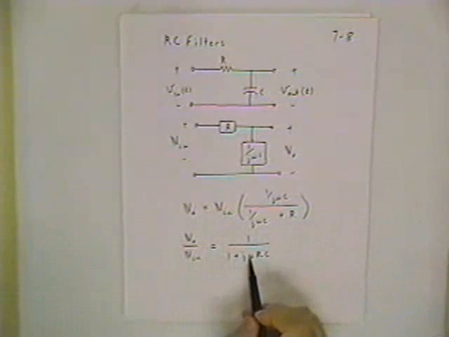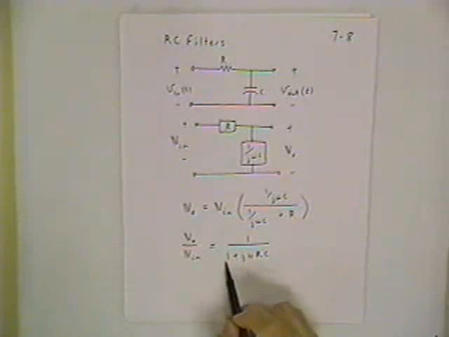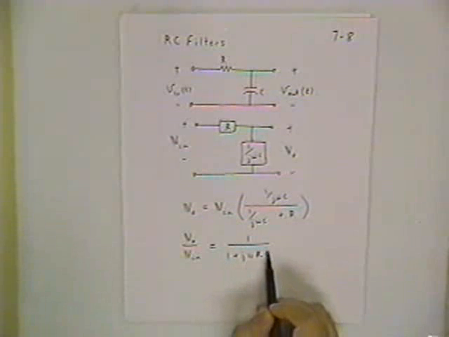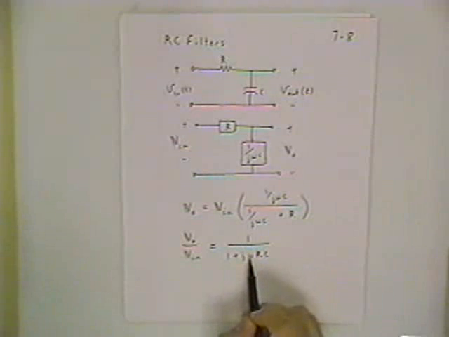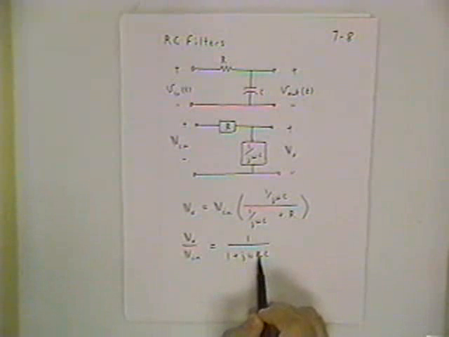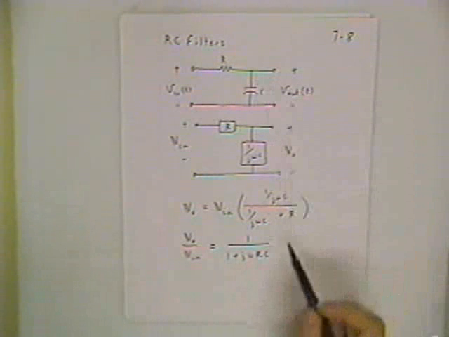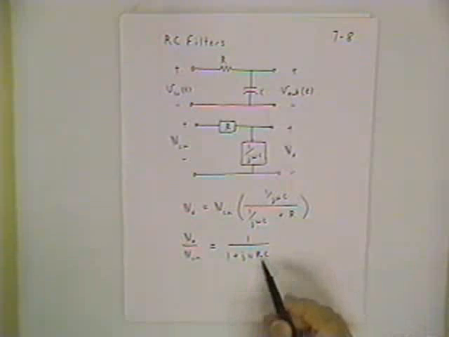And in fact, if I notice, this term is dimensionless. So this term had better be dimensionless. And if omega is in units of frequency, that means RC has to be in units of inverse frequency. And you remember, RC was our time constant for the transient problem related to this, and so that's not surprising.